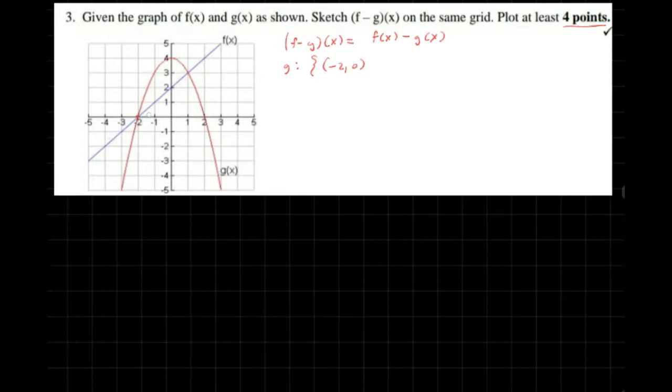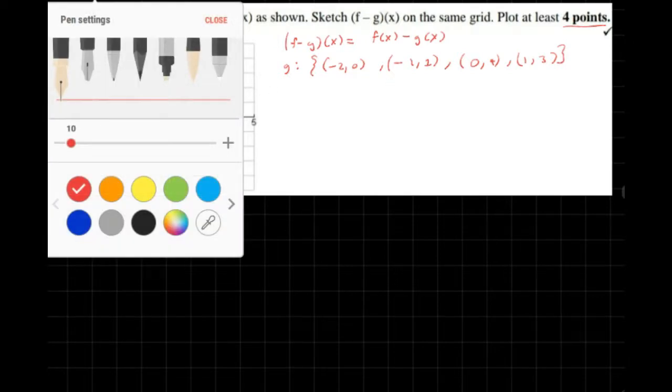Whatever x values I choose for my g of x function, I'm going to also look at my f of x function. I can also see negative 1 and 1. Okay, 0 and 4, right, 0 and 4 here. And also 1 and 3. Okay, so the points are pretty easy to interpret here, so it won't give us too much trouble.